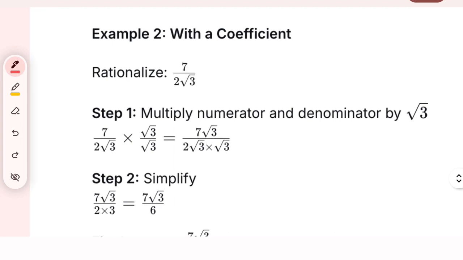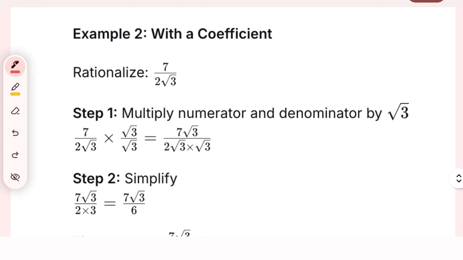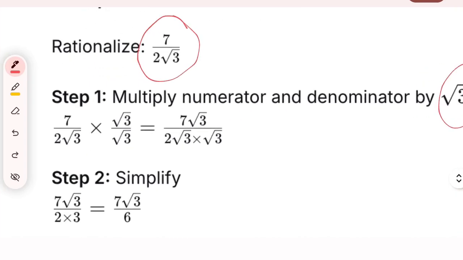What about if you have a coefficient before the radical sign, like this one? So how would you rationalize that? It's 7 divided by 2 times the square root of 3. So there's a coefficient before the square root of 3, which is 2. All right, so how would you do that? It's easy. We still have to multiply it by the square root of 3. So we multiply it by square root of 3 over square root of 3. So the numerator would be 7 times the square root of 3. What about the denominator? It would be 2 times square root of 3 times the square root of 3.